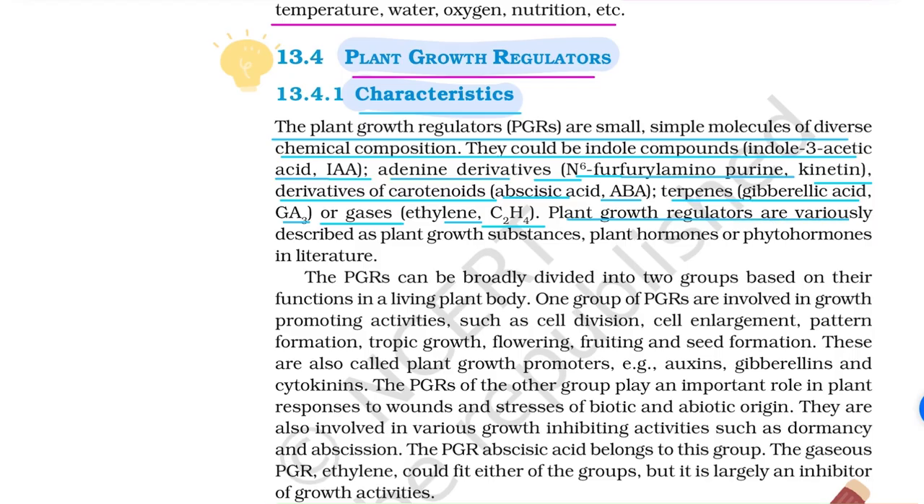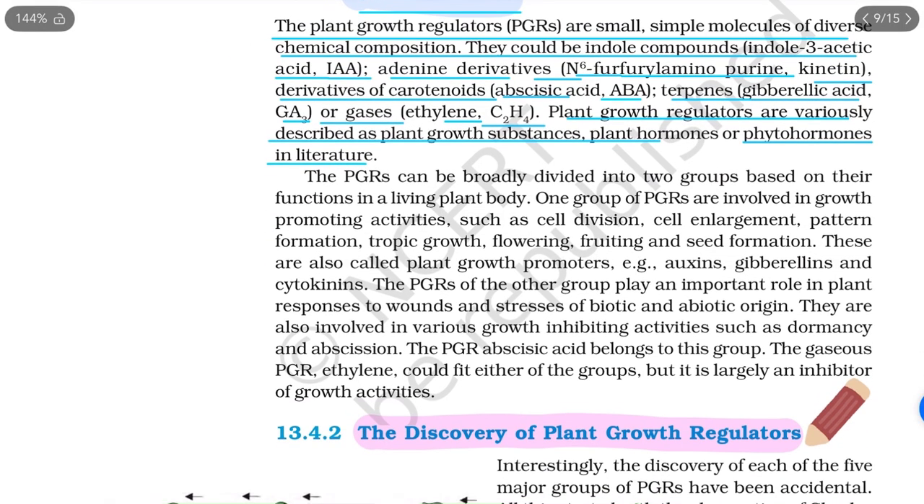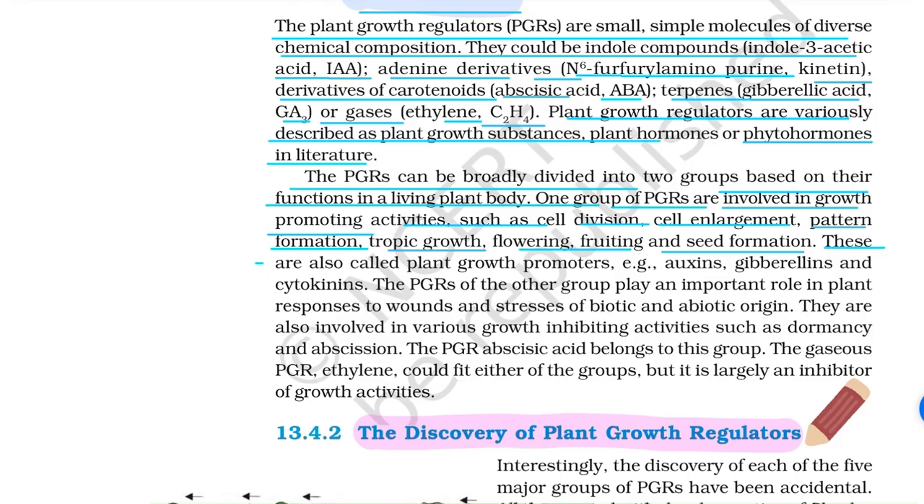Plant growth regulators are variously described as plant growth substances, plant hormones, or phytohormones in the literature. PGRs can be broadly divided into two groups based on their functions in a living plant body. One group of PGRs is involved in growth promoting activities such as cell division, cell enlargement, pattern formation, tropic growth, flowering, fruiting, and seed formation. These are also called plant growth promoters. Example: auxins, gibberellins, and cytokinins.